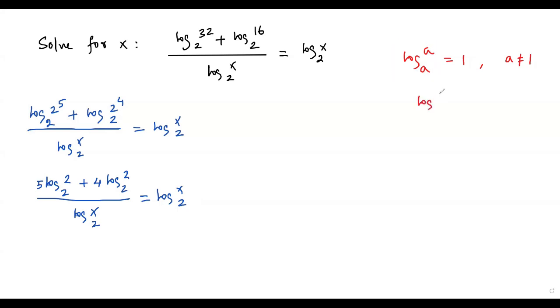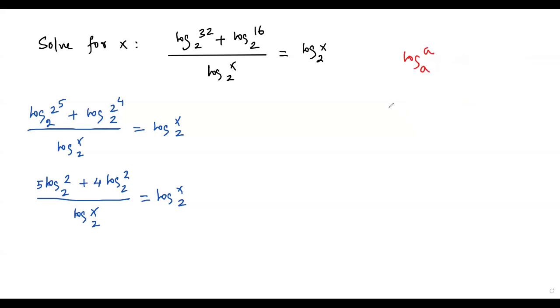That means if you have log 1 to the base 1, it is not equal to 1. Actually, it is equal to 0. We always have to keep this in mind. When we have a logarithm where the base and the argument are the same, it is equal to 1, but the value here and here should not be 1.